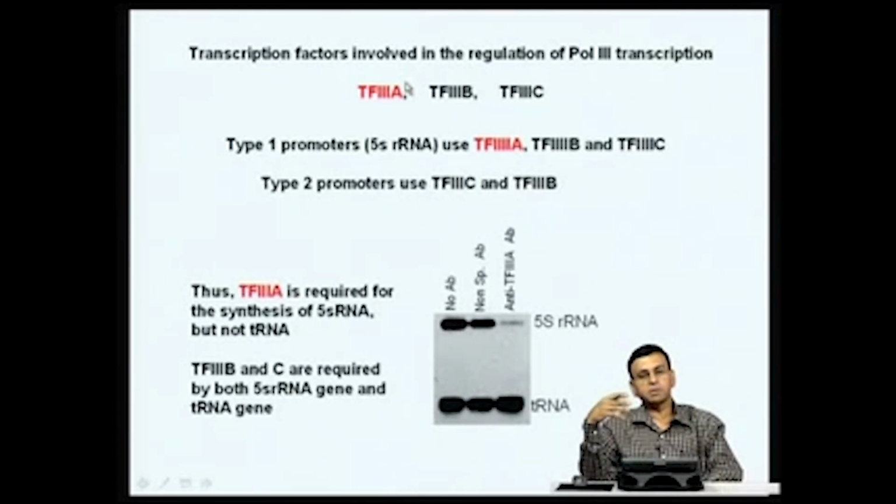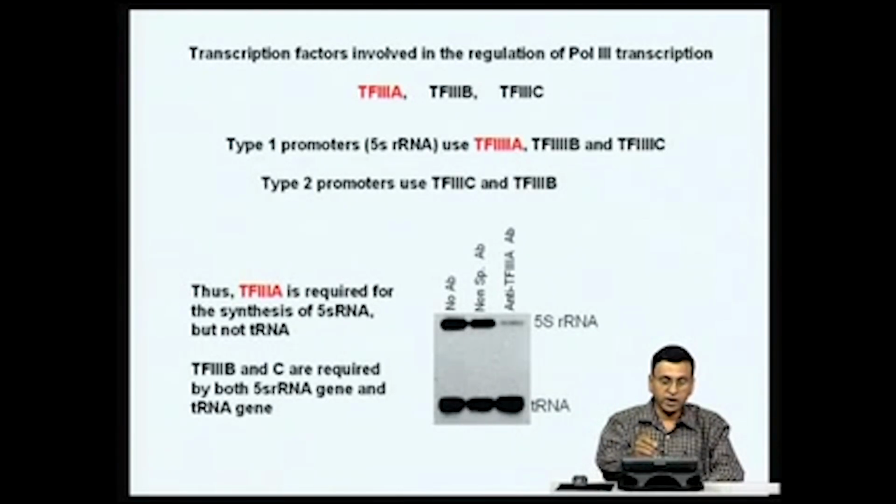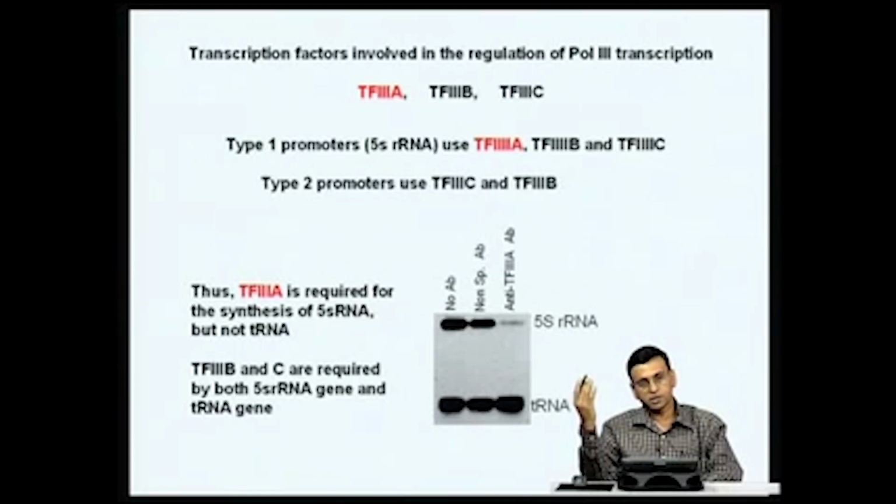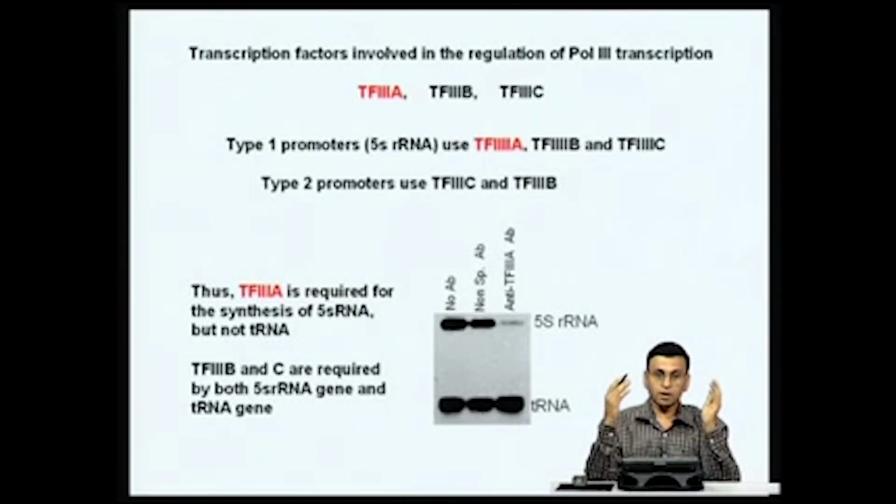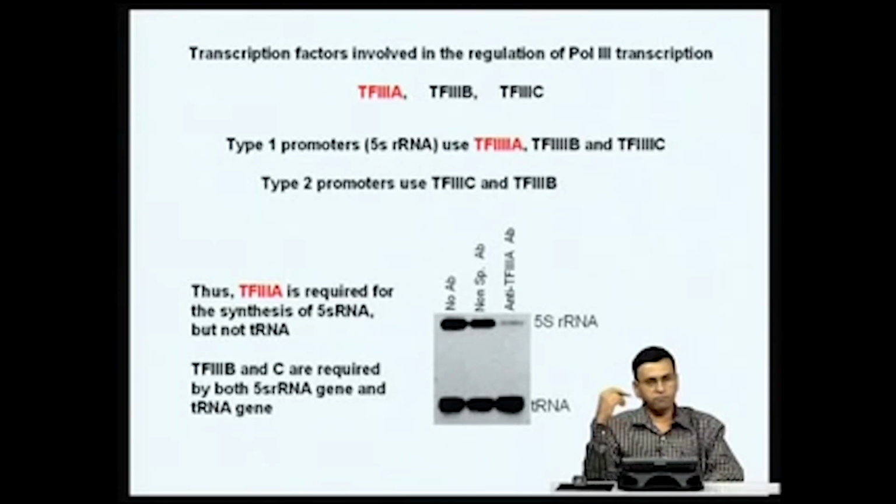Now, what kind of experiments have people done to demonstrate that TFIIIA is required only for the 5S ribosomal RNA promoter, but not for the transcription of tRNA genes? As we have seen in the case of the Pol II transcription, people have again made use of cell-free transcription studies. In fact, the Pol III transcription studies and Pol III cis-acting elements and trans-acting factors were identified much before the Pol II transcription studies were initiated. In fact, TFIIIA was the first eukaryotic transcription factor to have been purified to homogeneity and studied very extensively. In fact, it is one of the first zinc finger proteins ever identified.